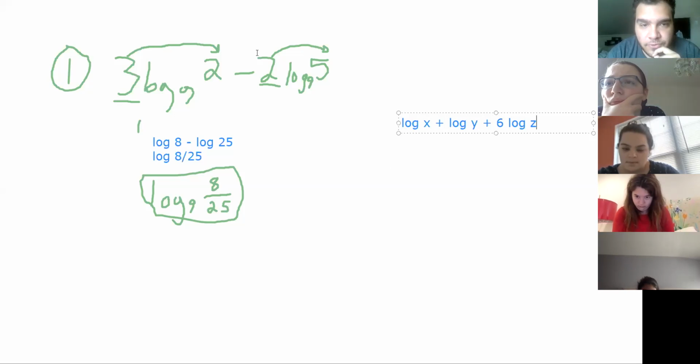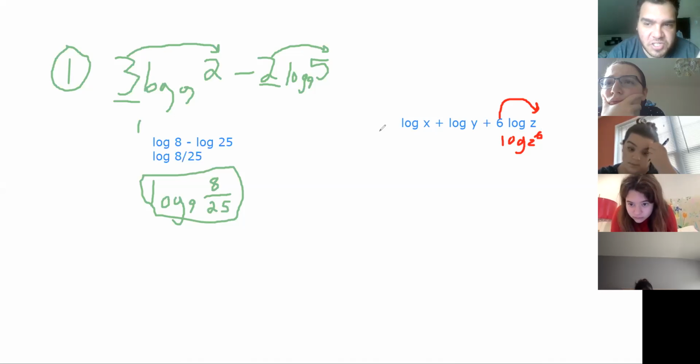So again, the first thing we want to do is move anything we can. So I'm going to move this one on top of the z. So this one is just going to look like log z to the 6th power. This has nothing in front, so we can't really change it.